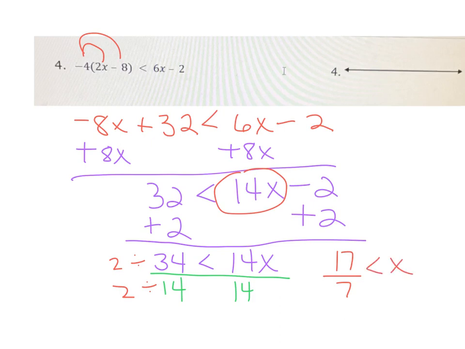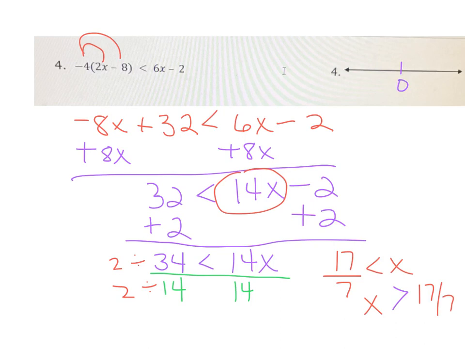Now, again, what's wrong with that? It's backwards. I need to move the variable first to the left, and when I do that, I need to flip the sign. So it's x is greater than 17/7. This one's a little trickier to graph. We've talked about how to graph fractions. If you've watched my videos, you should know this.